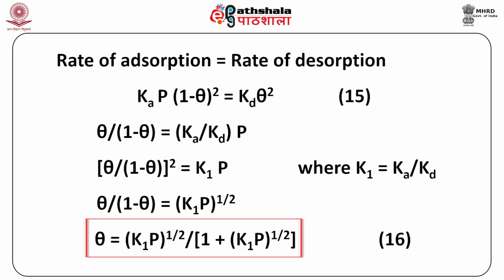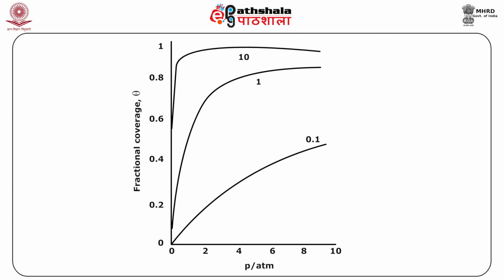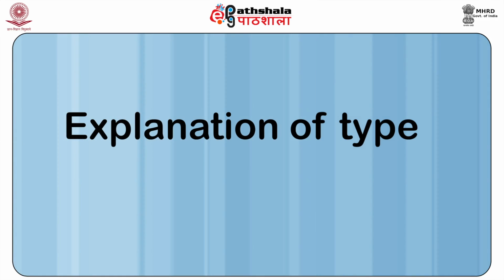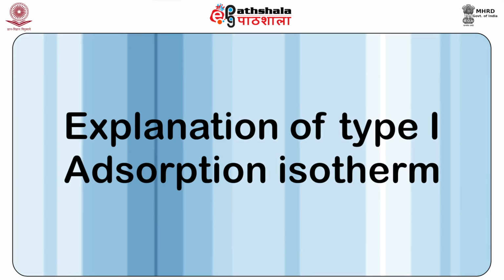as our equation 16. This shows that the fractional coverage of the adsorbent surface weakly depends on pressure as compared to the non-dissociative mechanism. This is depicted in the figure, which shows the Langmuir adsorption isotherms for dissociative mechanisms with different values of K1. Now we shall see the explanation of type 1 adsorption isotherm.